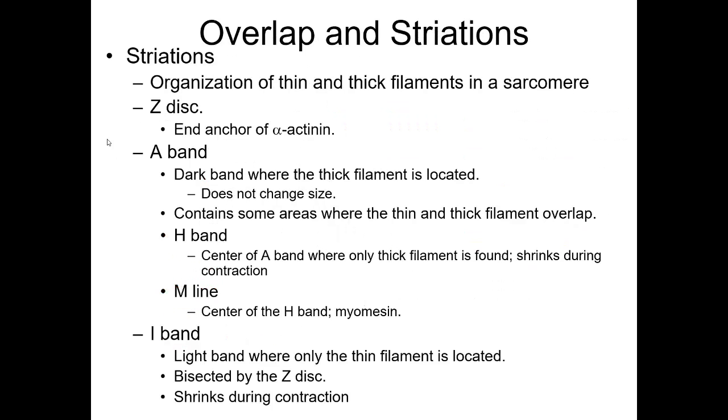So I already talked about what the striations are. The striations come from the appearance of the thin and the thick filaments. You already know what the Z discs are. The A band or the anisotropic band, which is the dark band where the thick filament is located. You have the H band or the H zone, Hensen's zone, which is the center of the A band, the M line, the middle line, and the I band as well.